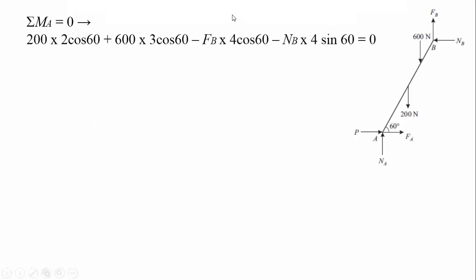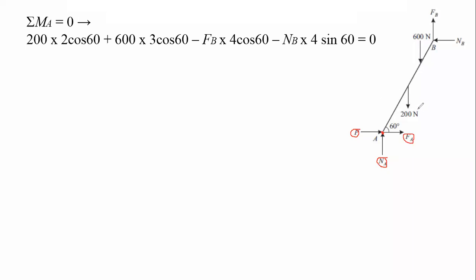Now if you are taking the moment about point A, the P force, the NA force, and the FA force are all passing through point A. If the forces pass through the same point where we have to find the moment, the perpendicular distance will be 0. That's why the moment due to these three forces will automatically be 0. Now let us proceed to the next one.